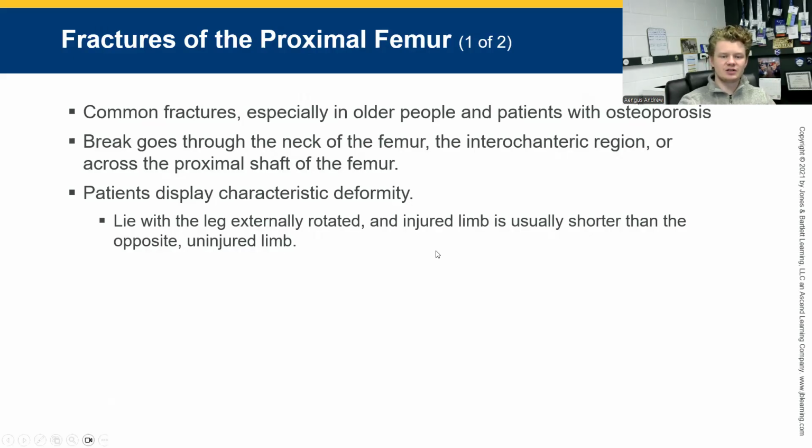Really high yield in terms of test questions and your real life is that these patients will have a shortened, externally rotated leg. So the leg shortens because we've had that crack and those muscles pull the femur up, similarly to how when we have a midline femur fracture that we traction splint, they get pulled up. And then we'll have that external rotation because the head has been separated from the shaft of the femur, and that allows them to rotate out of the normal position. So our foot will be pointed outward.